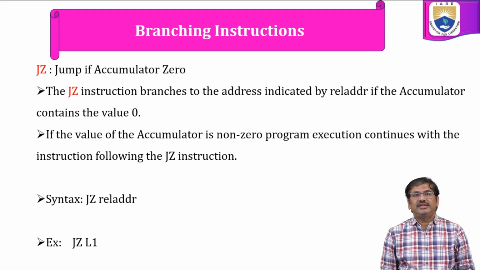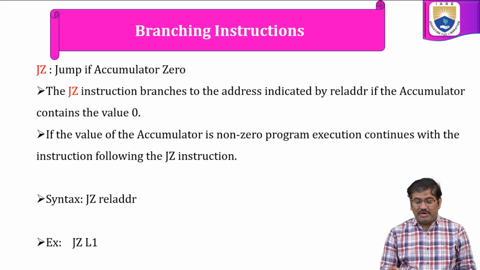The next instruction is JZ, which is jump if accumulator is 0. The JZ instruction branches to the address indicated by the relative address in the instruction if the accumulator contains the value 0. If the accumulator content is non-zero, the program execution continues with the instruction following the JZ instruction. The syntax of the instruction is JZ relative address.